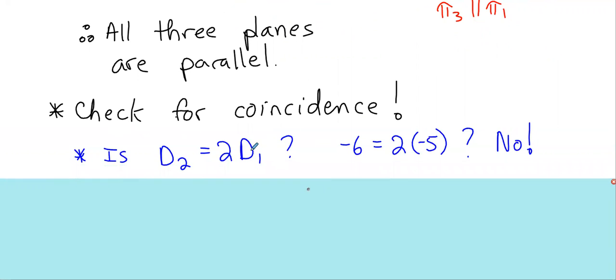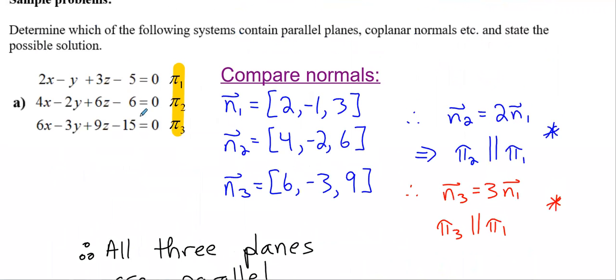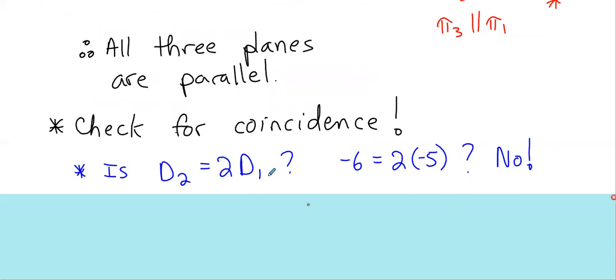Well, the easiest thing to do is to take a look at these values. Now you might be saying, well, what about the rest of them? The normal vectors came from the coefficients of the x, y, and z. So you've already worked with that to say that they are scalar multiples. So now we're looking at the values on the end, the d values. Remember, this is ax plus by plus cz plus d. So are the d values scalar multiples? That'll tell us about coincidence.